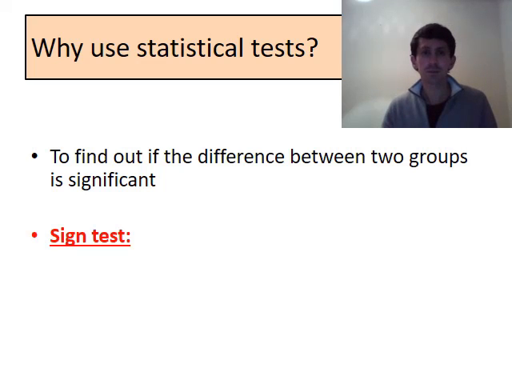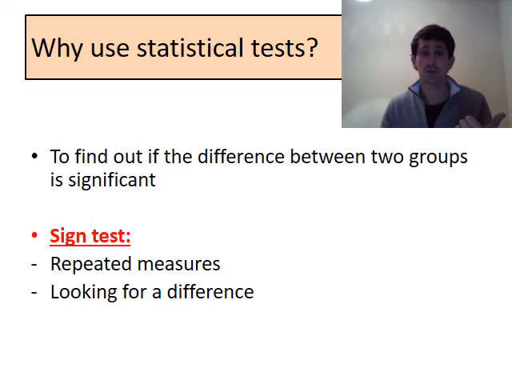So we use a sign test when we've got a study using repeated measures, we're looking for a difference between the two groups, and we have nominal data. So remember, nominal data is where the data can be in categories. So we've got all this in the data, we've got repeated measures, we've got looking for a difference, we've got nominal data, we're going to start using our sign test.